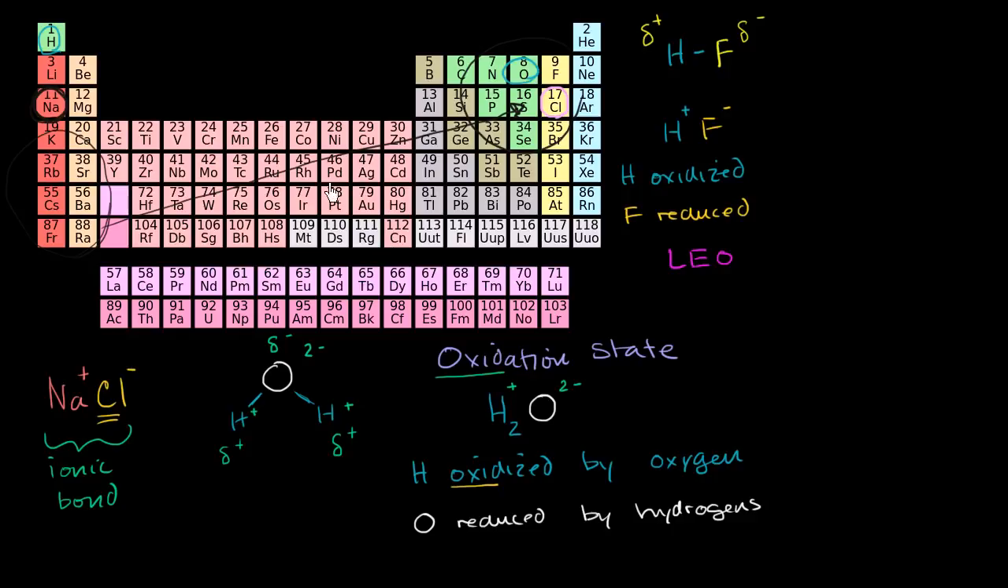Leo the lion says grr. This is to remember that losing electrons is oxidation, and gaining electrons is reduction. So that's just a mnemonic. Another one that's often used is OIL RIG. Essentially, oxidation is losing electrons, reduction is gaining electrons.